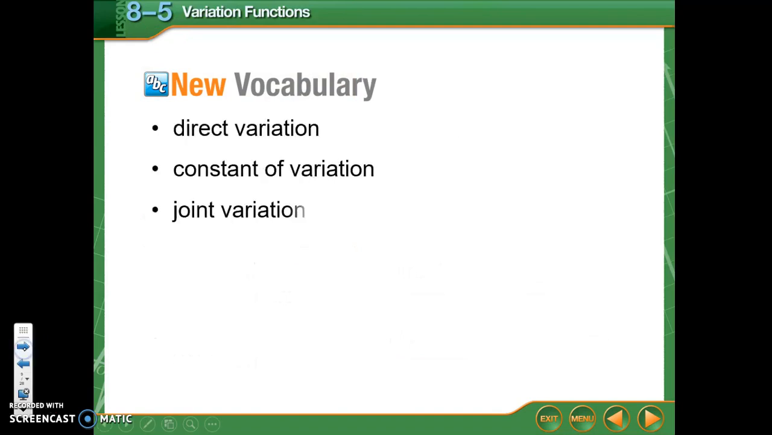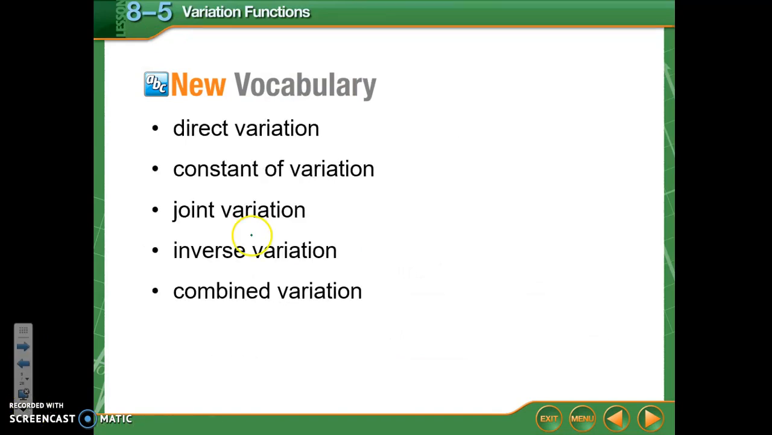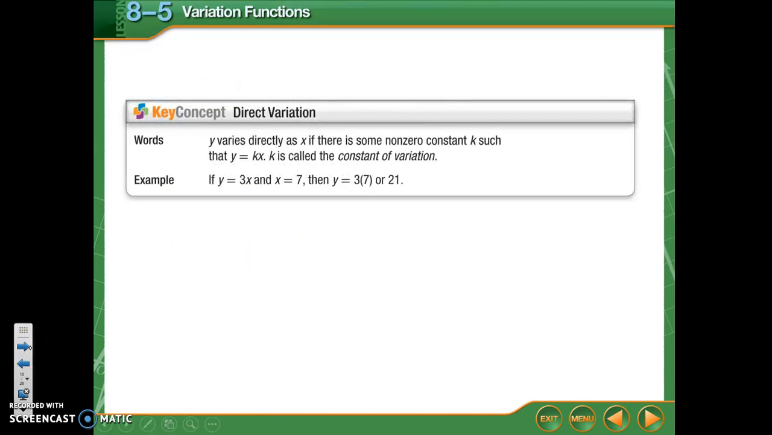All right, so the vocabulary you need to be looking out for are these things: direct variation, the constant of variation, joint variation, inverse variation, and combined variation. So our first one is direct variation. That's our first vocab word.